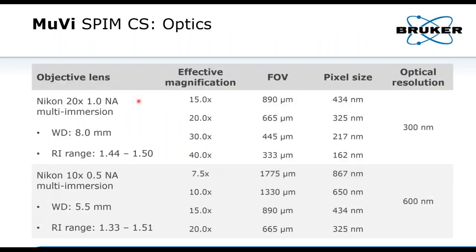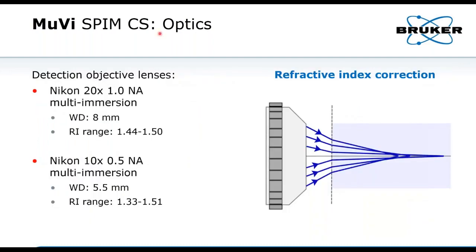Also, with these two objective lenses, we can cover a quite broad range of fields of use and pixel sizes, really depending on your needs, whether you need more an overview image or really high resolution. And our system is really very well suited for high resolution imaging of cleared objects. The two objective lenses provide a correction collar for refractive index correction, which then allows to remove the aberrations introduced by the variations in refractive index of your sample.